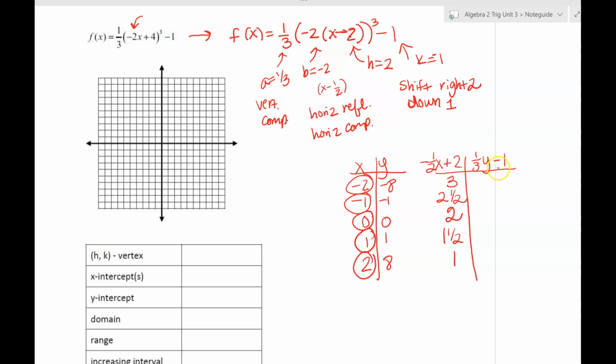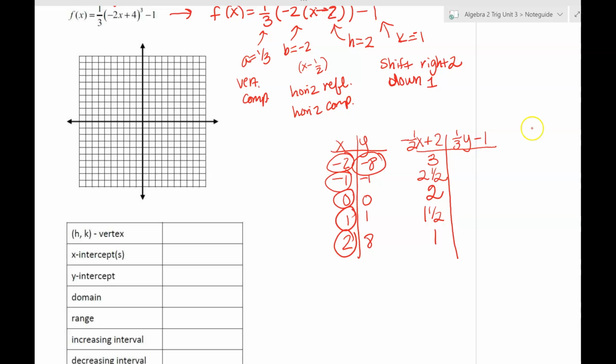For 1/3 y minus 1, I'm plugging in negative 8. This is a little harder for me. So negative 8 times 1/3 will give me negative 8/3, and I'm subtracting 1. And I think of 1 like 3/3. That's negative 11/3. Or as a mixed number, because you might find that easier to plot, that's negative 3 2/3.